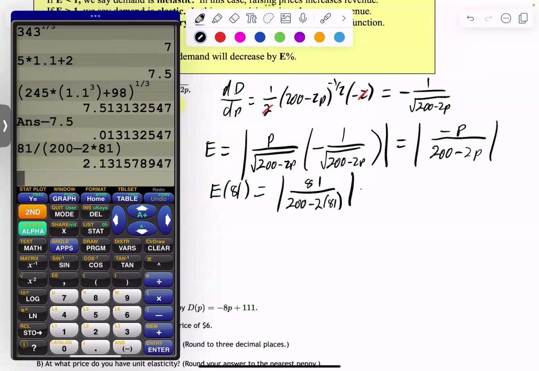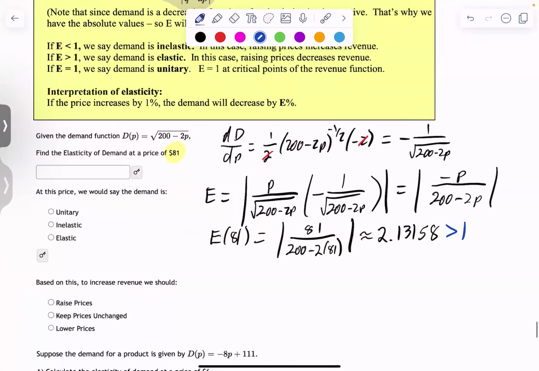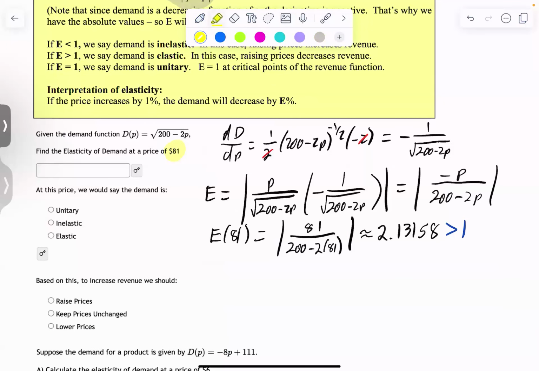And so it looks like we're getting about 2.1315, we'll say. And the point is, this is bigger than 1. So if we go to our grid up here, if it's bigger than 1, then we say it's elastic. Oh, I didn't write this in here. So this should be about 2.13158, which is bigger than 1, so it's elastic.